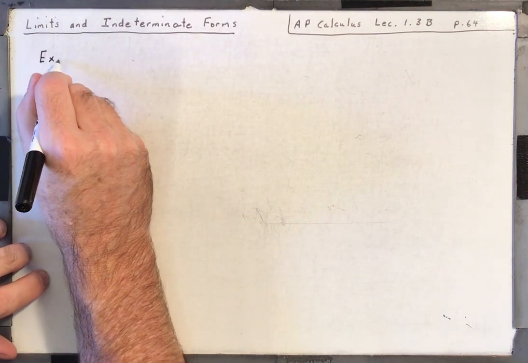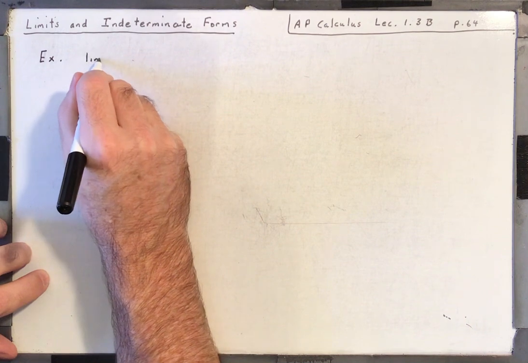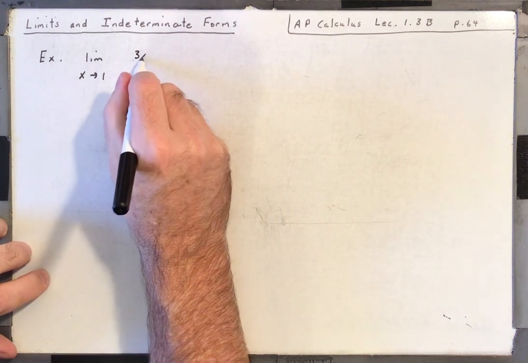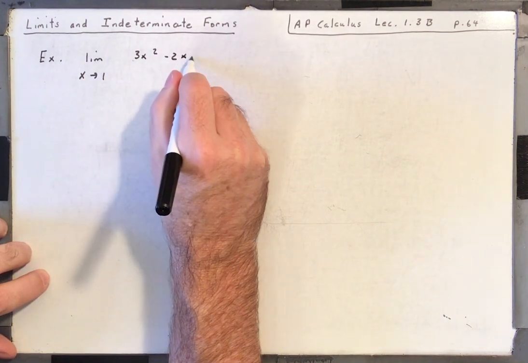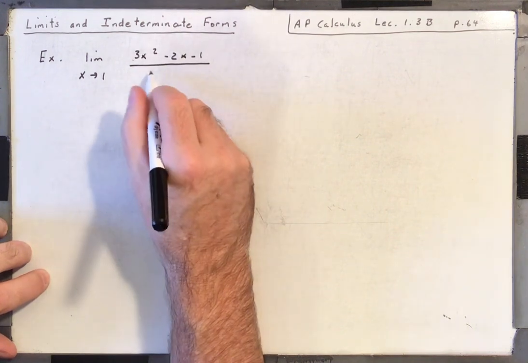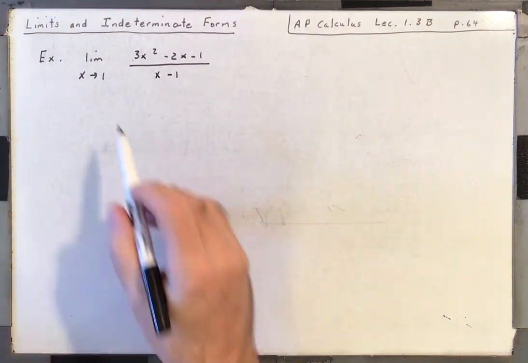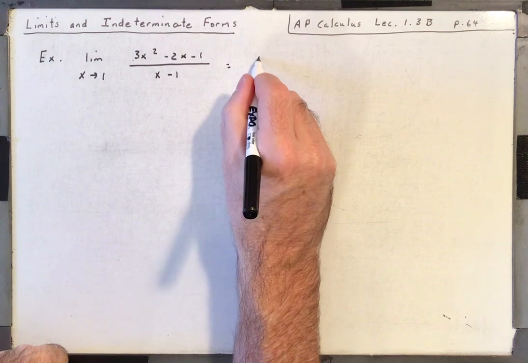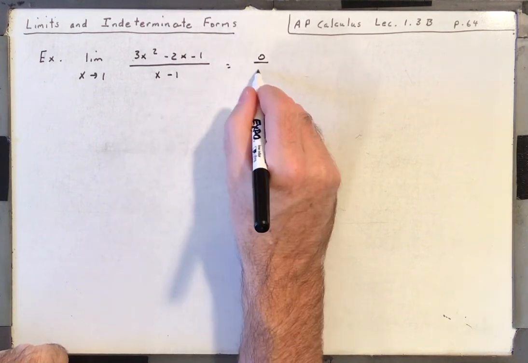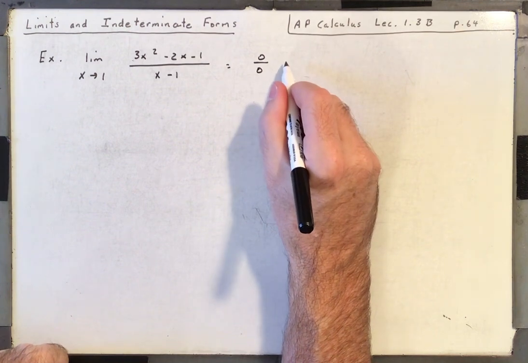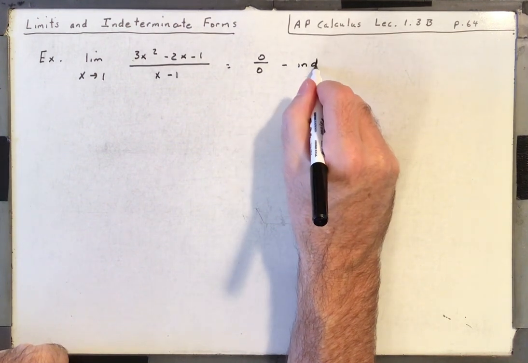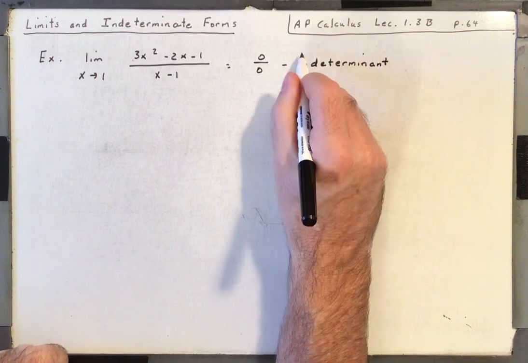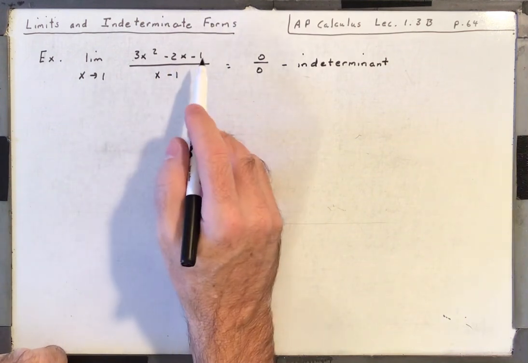Let's evaluate the limit as x approaches 1 of (3x squared minus 2x minus 1) over (x minus 1). Now if we plug in 1, I'm going to have 3 minus 2 minus 1, 0 on top, 1 minus 1, 0 on bottom. That's not an answer. It's indeterminate. Now you might remember in pre-cal we did these without the calculus. I had asked you to simplify, so that's what we're going to do.